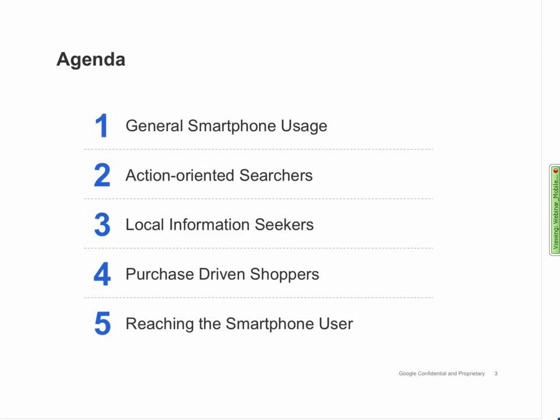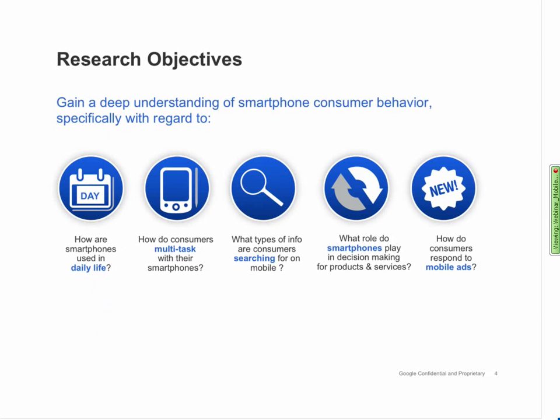Smartphone users are purchase-driven shoppers. What role do mobile devices play in the purchase funnel or the purchase decision-making process? And finally, how do consumers respond to advertising, and how can you, as the marketer, reach the smartphone consumer?